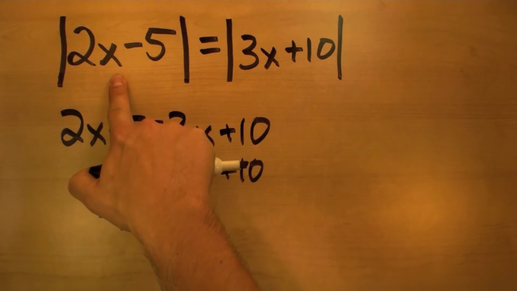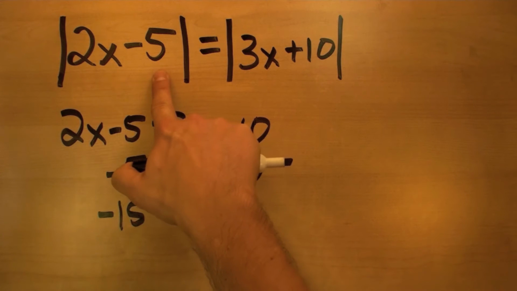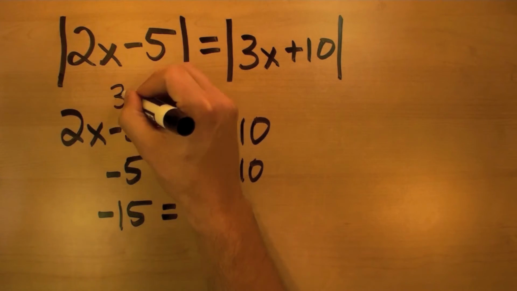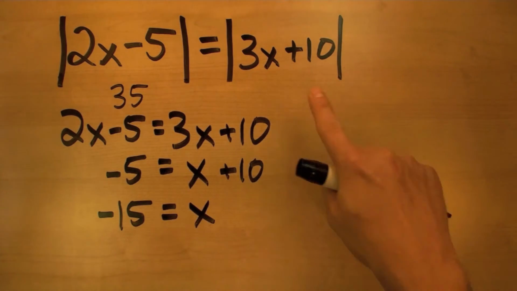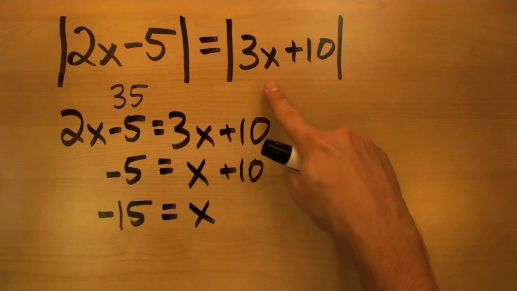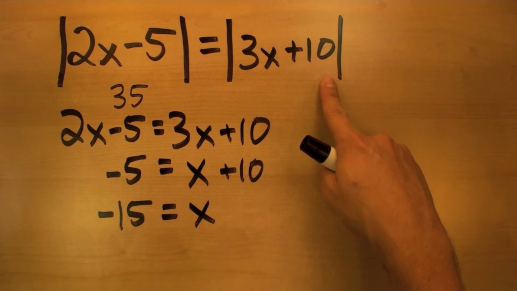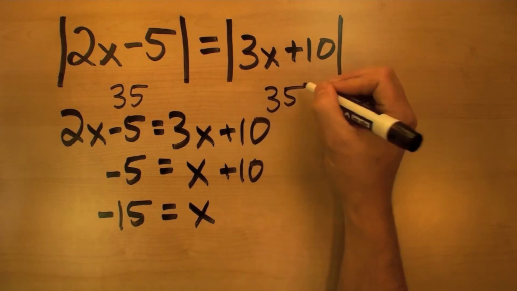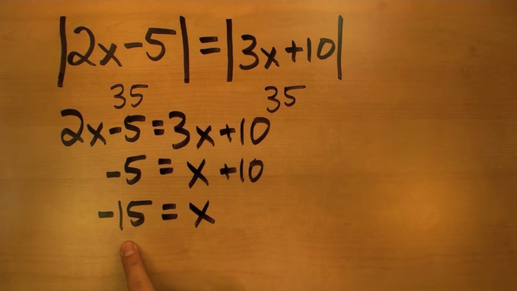So 2 times negative 15 would be negative 30, minus 5 would be negative 35. So when we take the absolute value, on this side we would get 35. Over here, 3 times negative 15 would be negative 45, plus 10 would give us negative 35, and the absolute value, this would become 35. So x equals negative 15 is a valid solution.